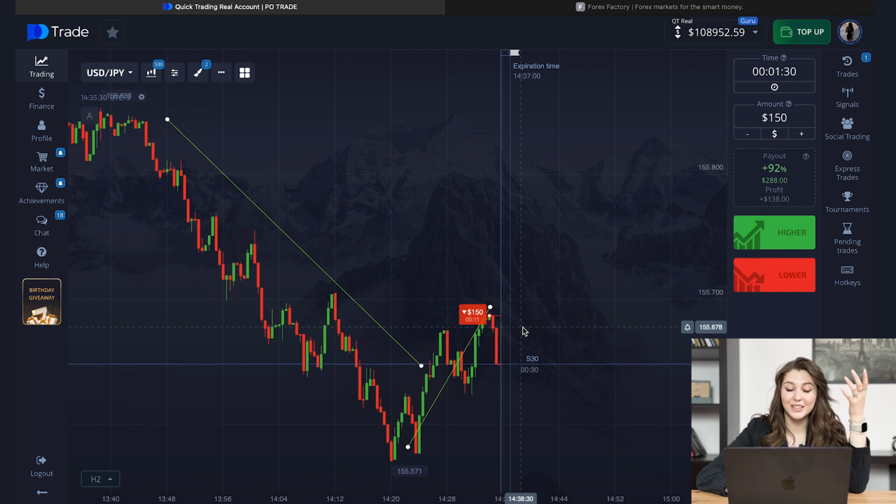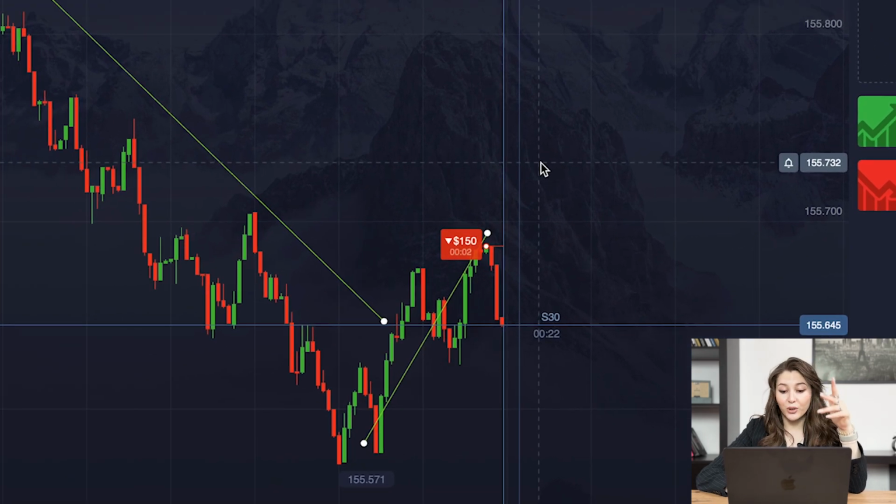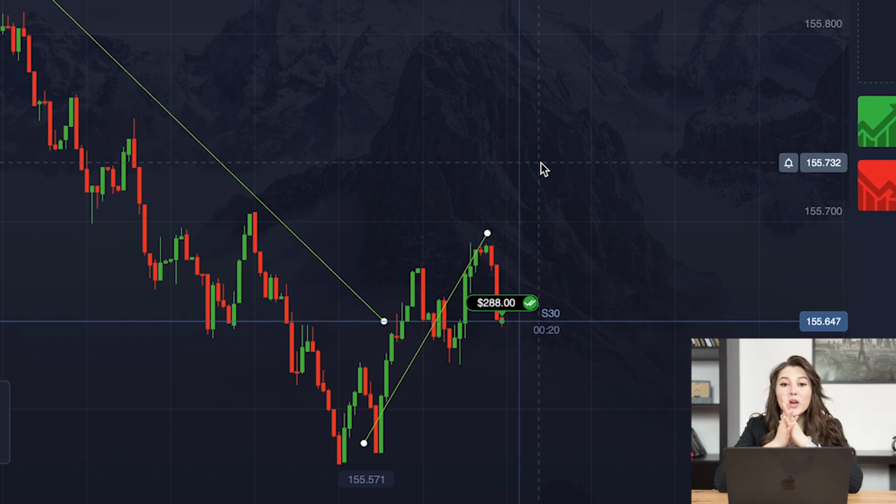10 seconds till the deal is going to close up, and we are in the perfectly safe zone for the profit, guys. I think it's just wonderful. And 2, 1, and we have the third profit in a row. I think that is just amazing.